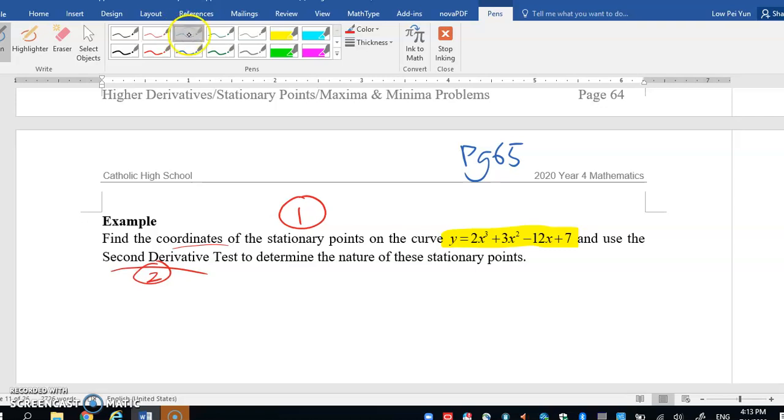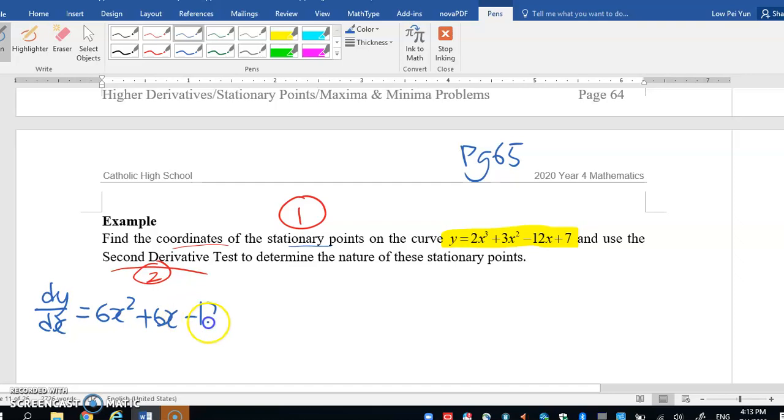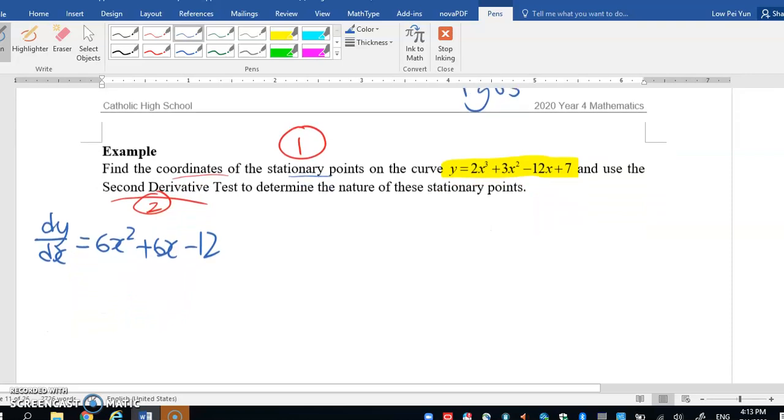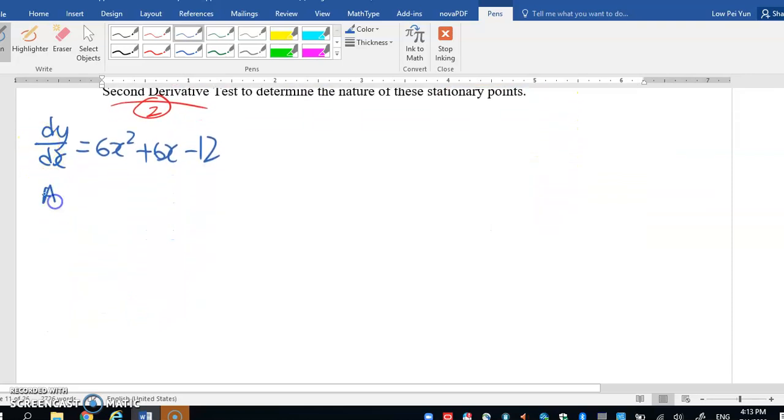So let us begin. Step number one, let us find the stationary points by letting dy/dx equal 0. So first we need to differentiate. dy/dx equals 6x squared plus 6x minus 12. And at stationary points, dy/dx equals 0. And now I'm going to let this quadratic equation equal 0.